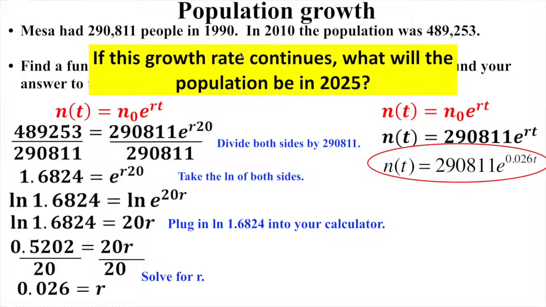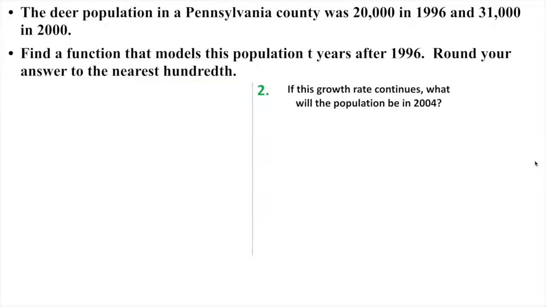And I'll know what T is. T would be, let's see, 35 years after 1990, which would be 2025. I just plug in 35 for T and I can find my answer. All right, but we're going to move on a little bit.